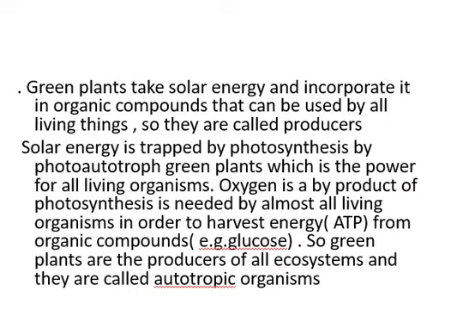Green plants take solar energy and incorporate it in organic compounds that can be used by all living things. So they are called as producer or autotrophs, that is self-eater or feeder. So solar energy is trapped by photosynthetic organism or green plants during photosynthesis, which is the power for all living organisms. Oxygen is a byproduct of the photosynthesis, released during photosynthesis and needed by almost all living organisms in order to harvest energy, that is ATP, from organic compounds like glucose, protein, or so many organic compounds. So green plants are the producer of all ecosystems, and they are called as autotrophs organisms or self-feeders organisms.